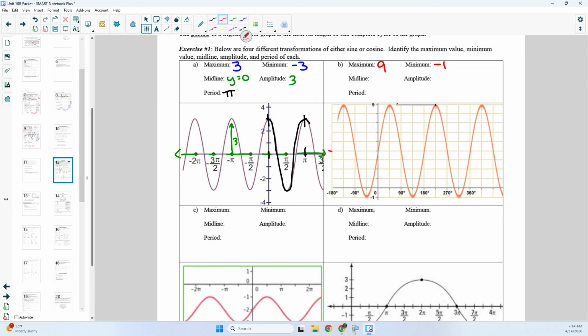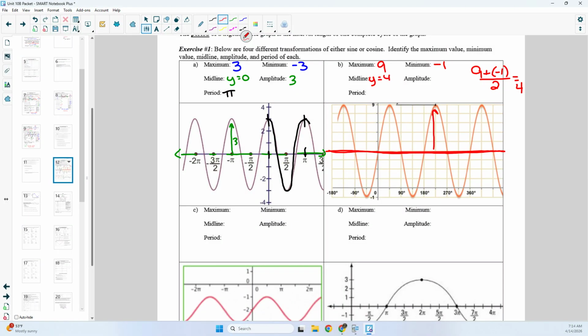The midline, you can see it here, but if I wasn't sure where it was or I didn't see a picture, I would add those two together and average them. Right? So we're averaging them to see what's in the middle. So I get 8 divided by 2 is 4, and if I look at where I drew that line, it is at y equals 4.